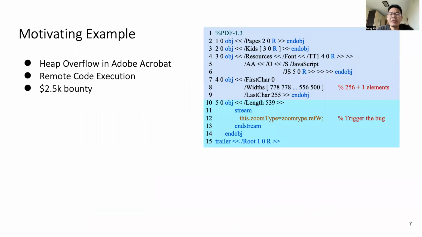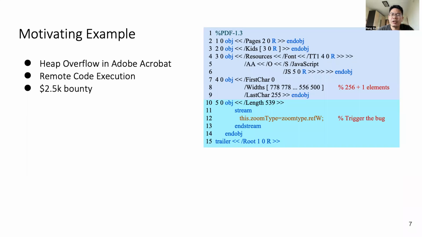We take a vulnerability discovered by Cooper to demonstrate our concept. It's a heap overflow in Adobe Acrobat. Successfully exploiting this vulnerability can achieve remote code execution. It's so severe that we were awarded a $2,500 bounty for this particular vulnerability, and it had been patched by Adobe before paper submission.